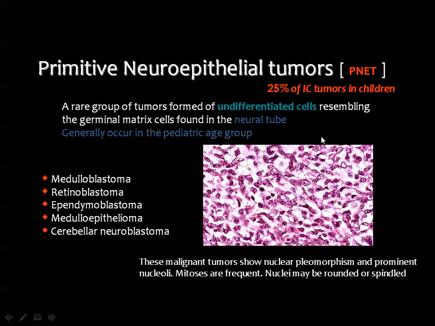And these are a group of tumors formed of undifferentiated cells resembling the germinal matrix cells found in the neural tube. And these tumors generally occur in the pediatric age group, and they include a group of heterogeneous lesions including the medulloblastoma, retinoblastoma, ependymoblastoma, medulloepithelioma, and the cerebellar neuroblastoma.